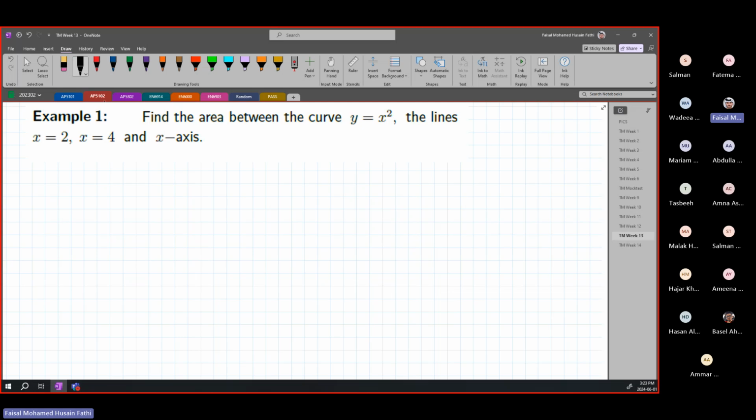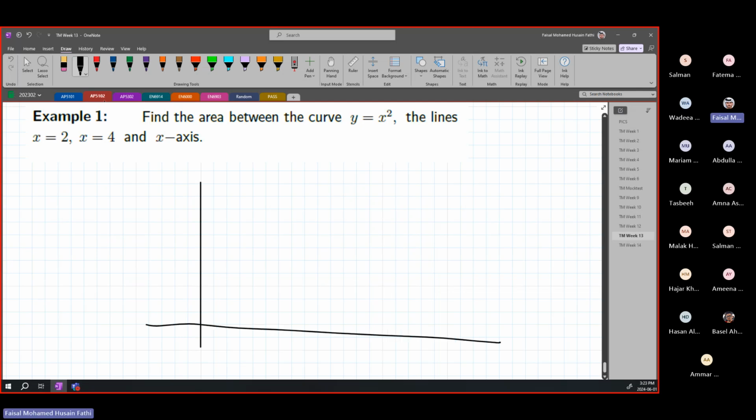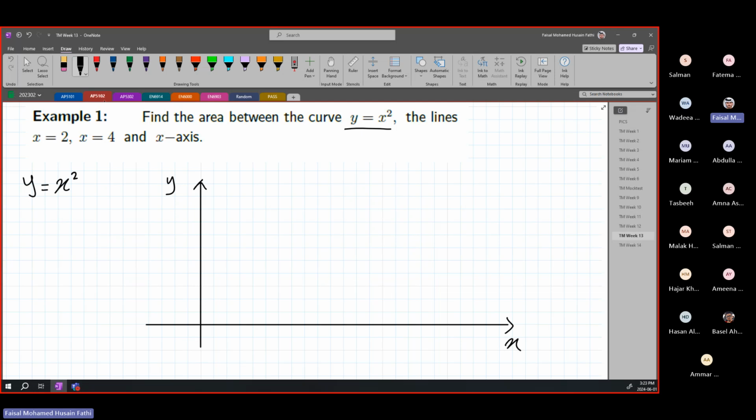So we're going to put our x and y axes. This is our y, this is our x. The first thing we want to plot is y equals x squared. The way to plot it is you find your x and y intercepts. Here we know that when x equals 0, y is equal to 0. It is a simple curve, so it starts from the 0 point over here, and because it is positive, it's going to be a smiley face.